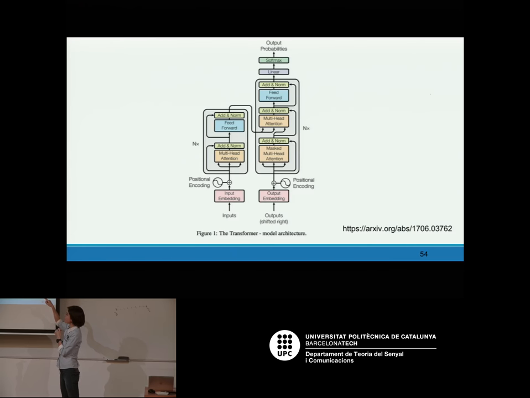And the output of this masked attention and the output of the encoder are the input of another module of the multi-head attention that works exactly the same. But in this case, you have attention across the input and the output sentence, and then you get a feed forward network and a softmax, and this is the architecture. Okay.